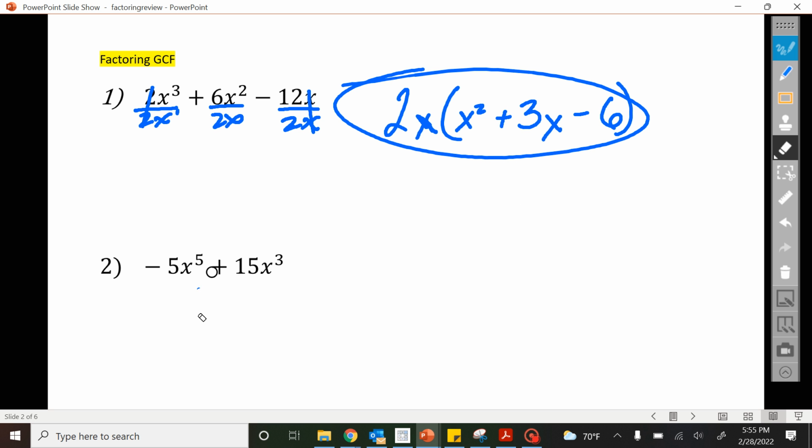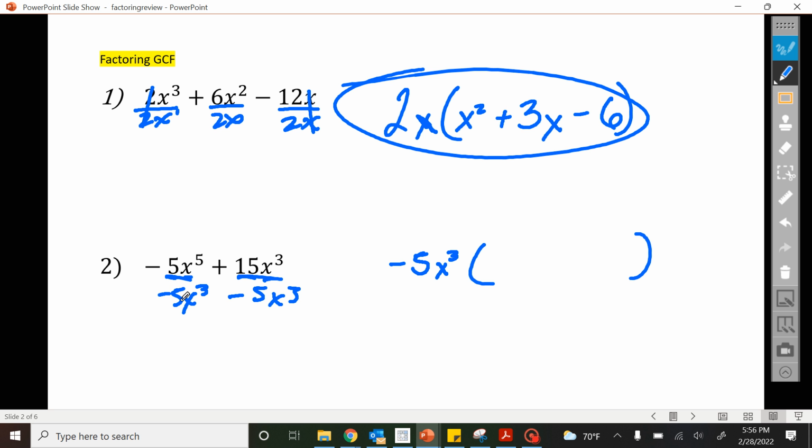Number 2, you have to remember that when the first term is negative, you take out a negative number, okay? The first term is not allowed to be negative. So in this case, the first term is negative 5. So that tells us that we're going to have to factor out a negative number. So we'll take a look here and see what the GCF is. So 5 and 15, that's a GCF of 5. X to the 5th and x to the 3rd, the smallest one is x to the 3rd. So we're going to take a negative 5x cubed out of both of these.